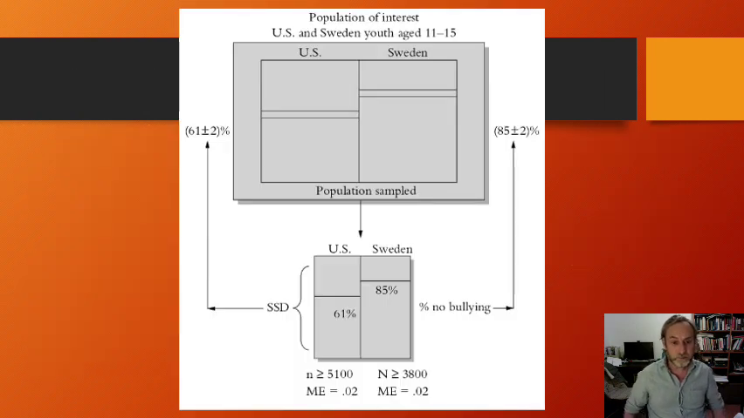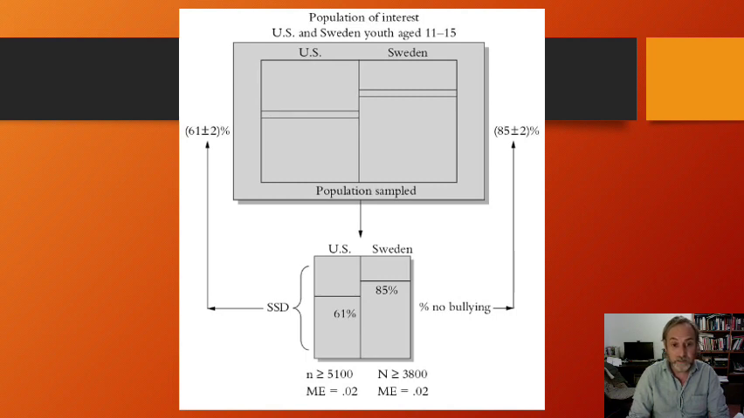So here is the chart, if you were to draw it out. You've got US on the left, Sweden on the right. Then on the top is the real world population, and down at the bottom, we've got our sample.